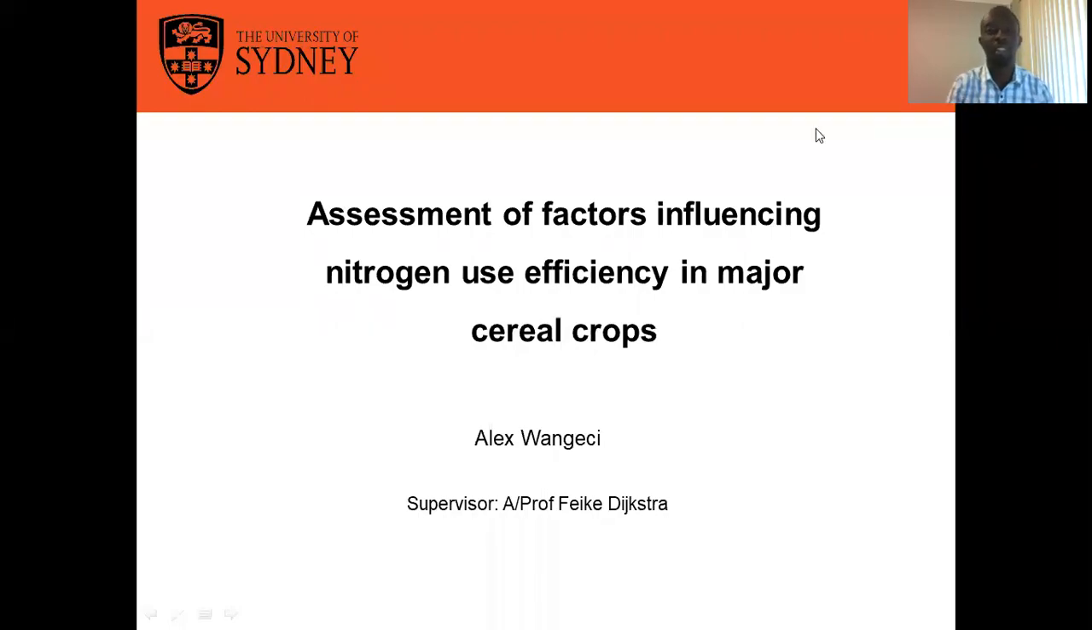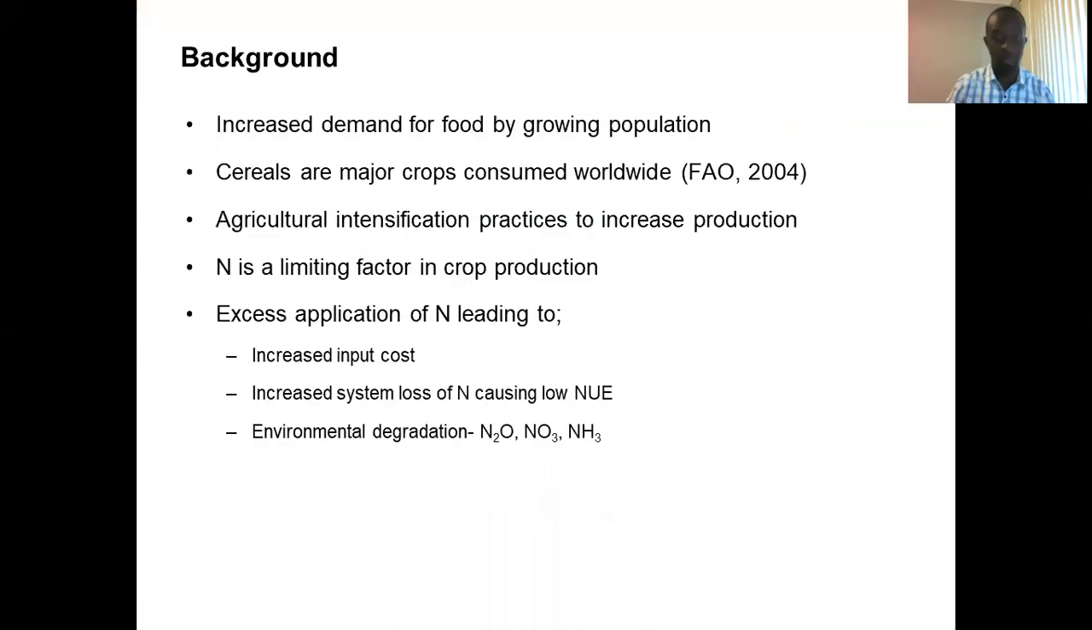Hi, my name is Alex, and my project involved an assessment of factors influencing nitrogen use efficiency in major cereal crops. To start off, the background: there's an increasing demand for food by a growing population, and cereals are a major form of crops consumed worldwide. There is a need to intensify agricultural production of these crops to ensure increased production to meet this demand, with the limited availability of land.